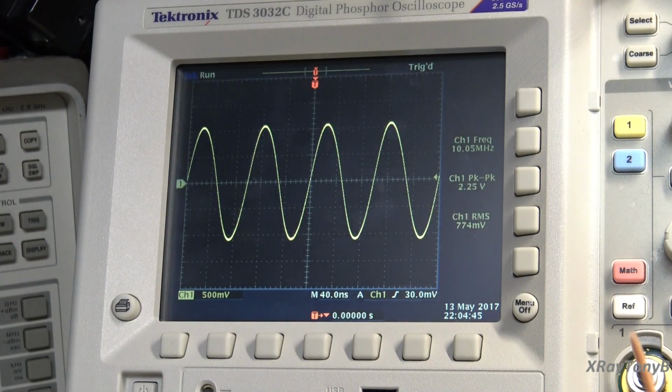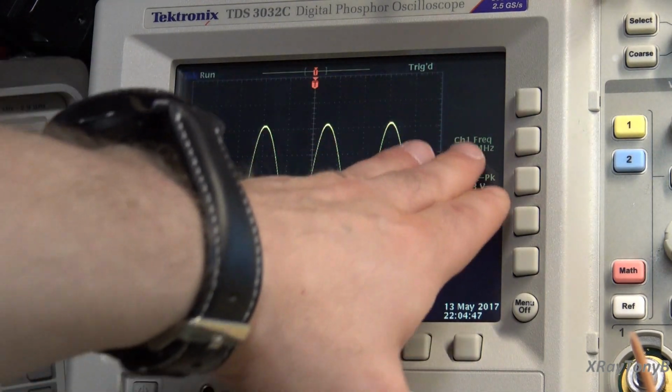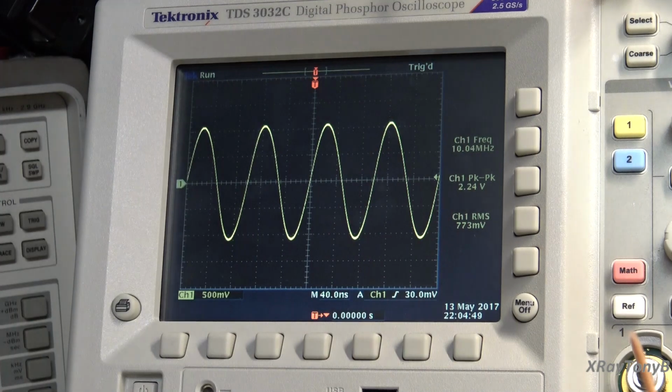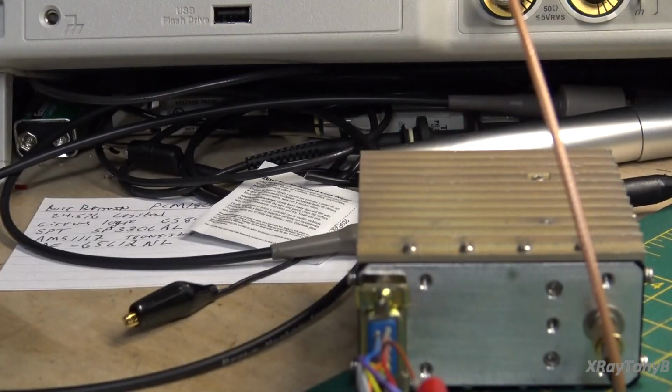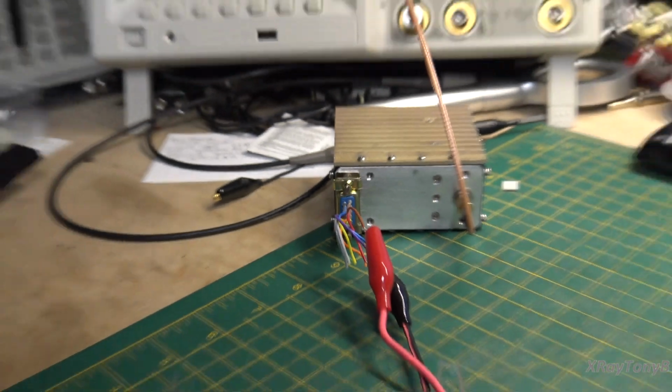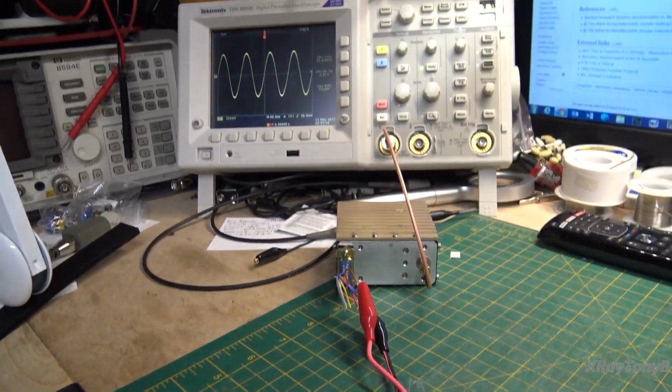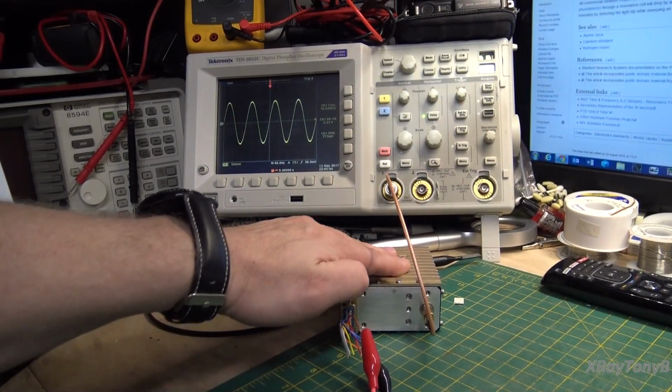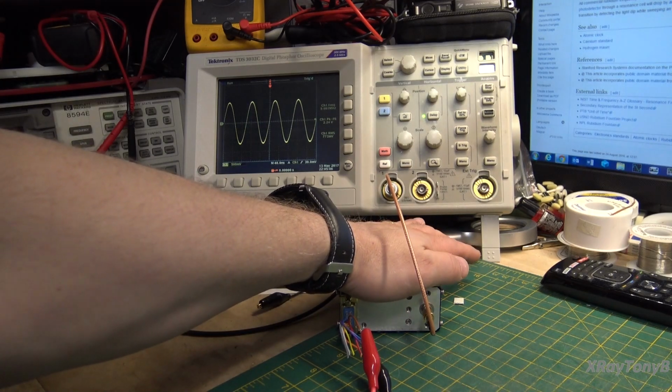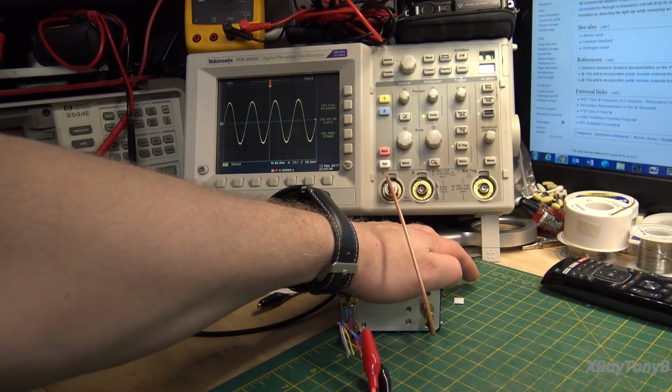it's 10 megahertz. Now, of course, the frequency counter on this jumps around, but the bottom line is you can see it's 10 megahertz. And as this thing reaches its ambient operating temperature, it gets more and more stable. So really, one of these needs to be on for a while for it to settle.